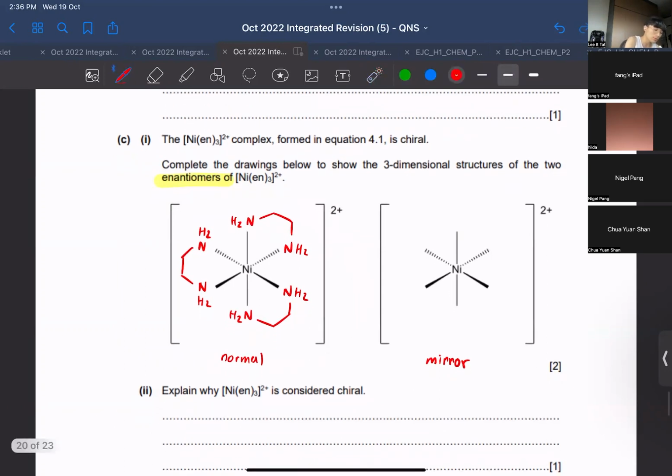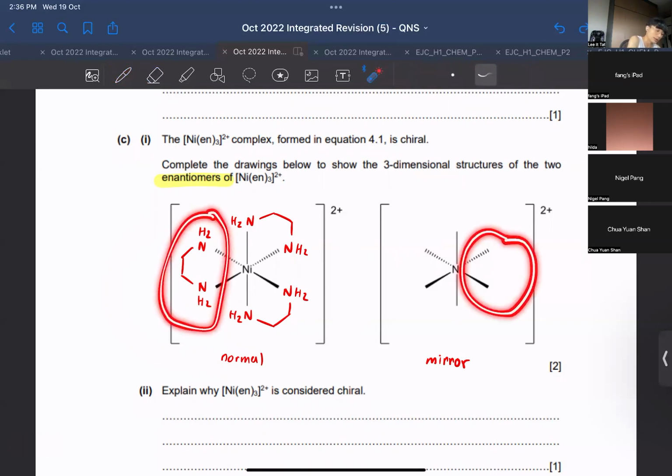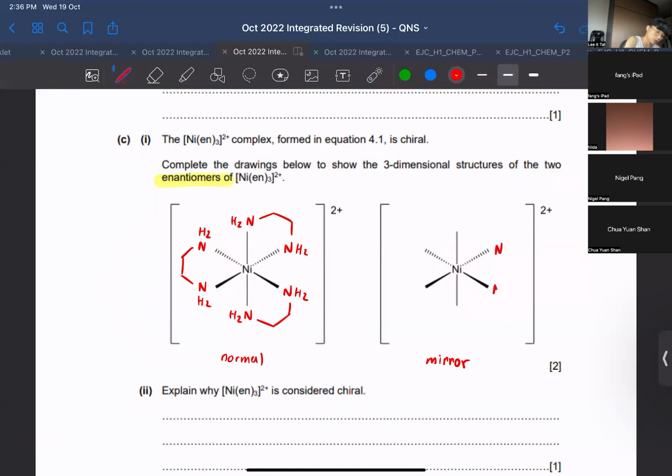Anyways, mirror image means we have to draw the exact replica of this, but the flip of it. So let's flip this around. This part over here, you flip it, it will end up over here. So you have to position it strictly like this. You cannot just freely position these ligands. This one flipped already ends up on these 2 bonds. So let's throw that in.